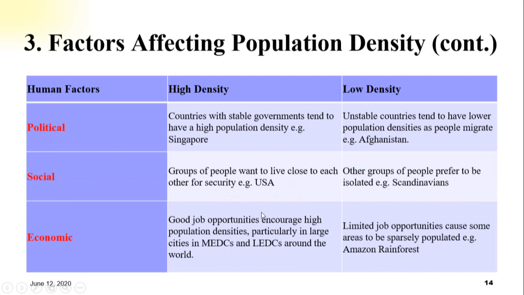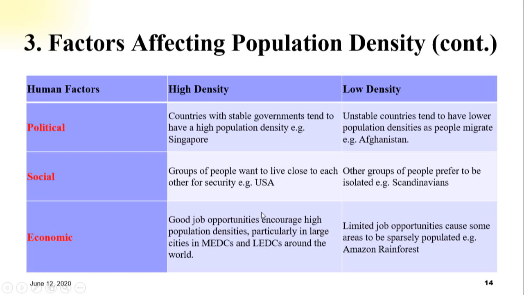Let's move to one more point. It talks about human factors. For human factors, there are two parts of density: high density and low density. And in human factors, there are 3 points: political, social, and economic. Political: countries with stable governments tend to have a high population density. Example, Singapore. Singapore is a country that has a stable government.